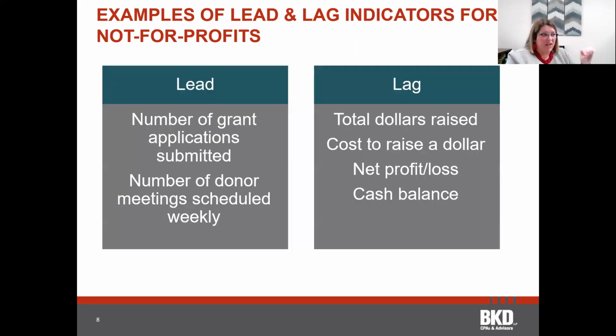A couple of specific examples of a leading indicator would be: how many grant applications were submitted? How many donor meetings do we have scheduled every week? If you depend heavily on contributions, how often is your fundraising team meeting with donors?